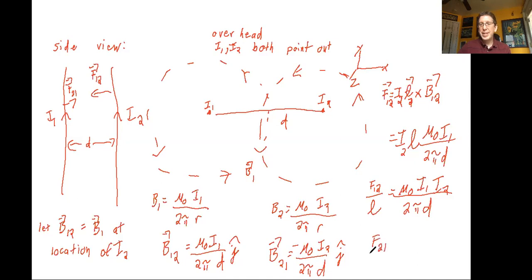And if you go through the steps for F21 over L, you get the same magnitude force. You expect that simply from Newton's third law, that every action has an equal and opposite reaction. So you expect them to exert equal and opposite forces on each other, and they do. When the currents are pointing in the same direction, they will attract each other. When the currents are pointing in opposite directions, they will repel each other. So with that, let's pull up an example.